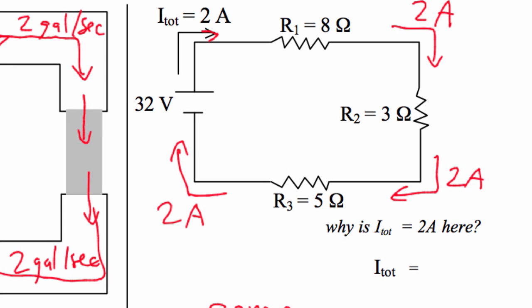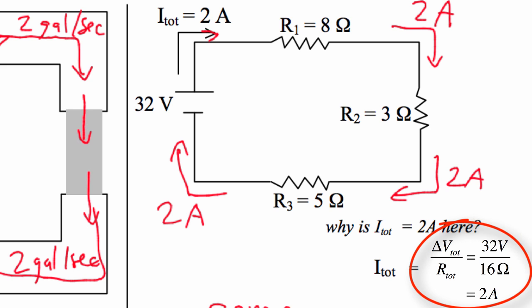Now you might ask, how did I get that 2 amperes? Well, to find I total, all you have to do is divide V total, which is 32 volts, by R total. R total is just 8 ohms plus 3 ohms plus 5 ohms, and that's how you get 2 amps.